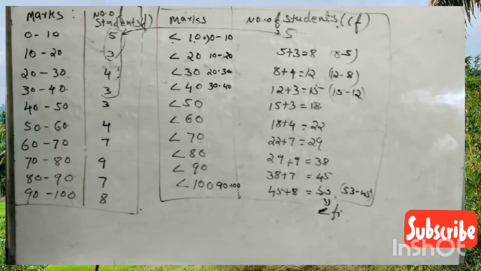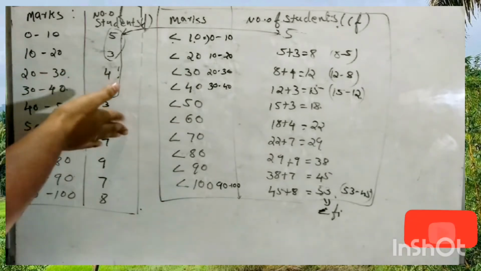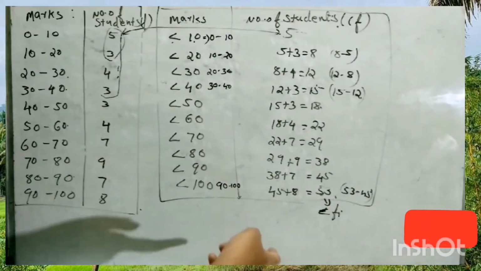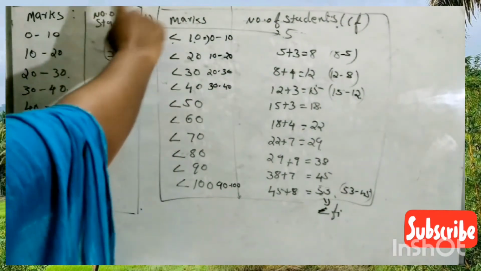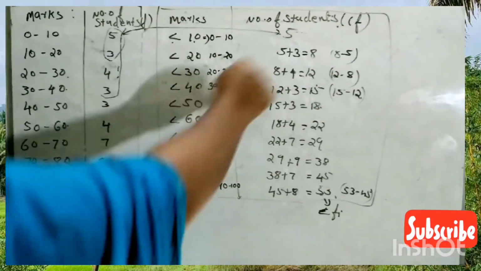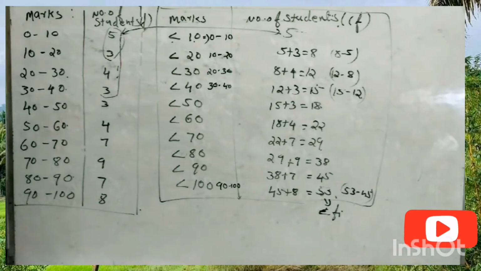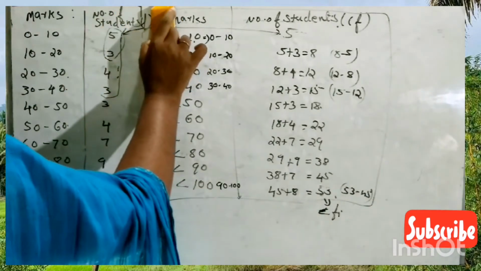And if you want to find the median of this information, usually we will use this less than table. In the next column we will write the cumulative frequency, and that less than table we use to find the median. Okay, before going to that, we have one more table, the more than type table, that I am going to explain for the same data.